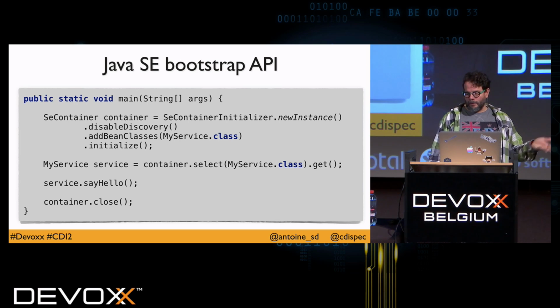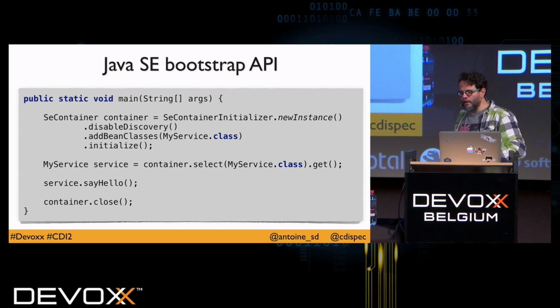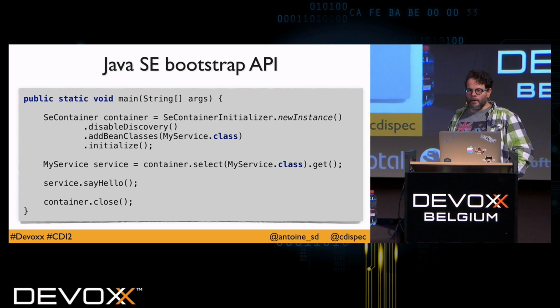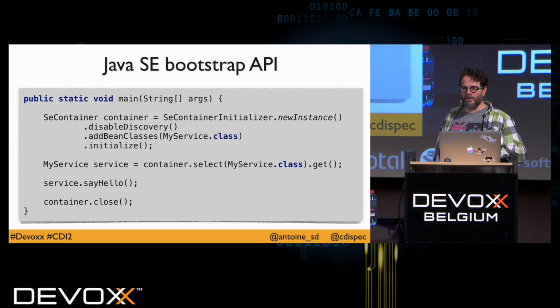When I've finished, I close the container, but it's not a mandatory part because the container implements the auto-closable interface, so it will be closed automatically at the end of your code. Regarding the support of multiple containers, it's not forbidden, but it's not a portable feature. There are discussions between implementations, but in Weld you will be able to have multiple containers in your application if you want to do that.